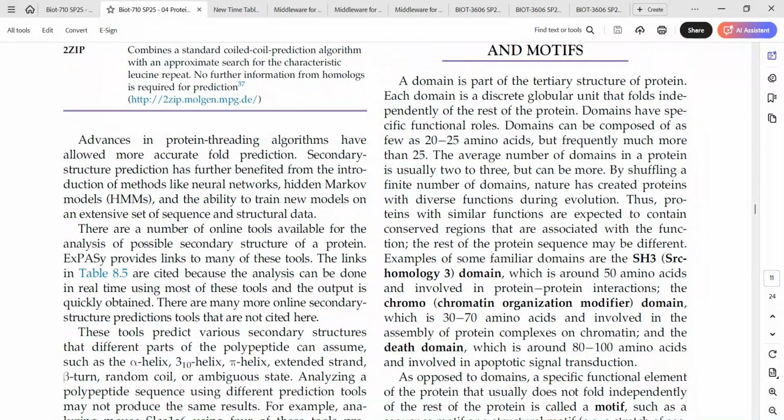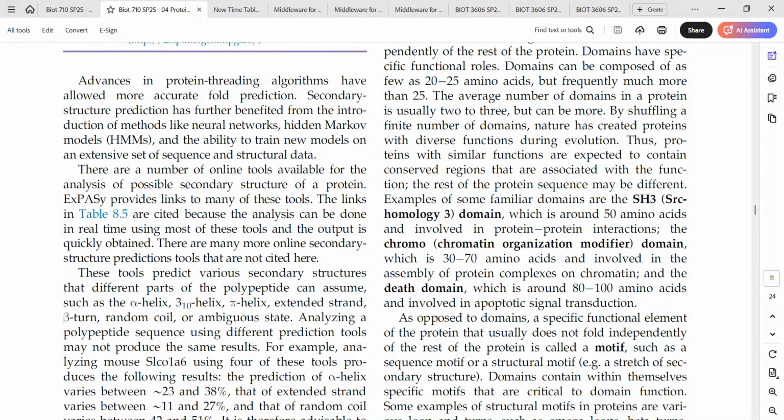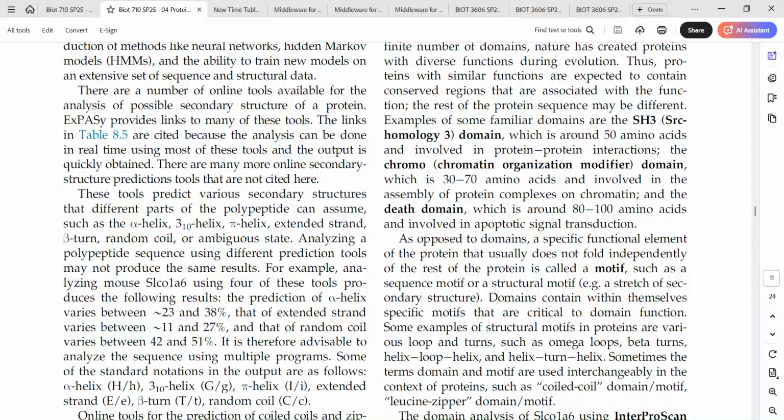Its size is 20 to 25 amino acids, and again there are tools which can identify these domains and motifs. Some examples of domains are SH3, the Src homology 3 domain, which is around 50 amino acids and is involved in protein-protein interactions. The chromatin organization modifier domain is 30 to 70 amino acids and is involved in the assembly of protein complexes on chromatin. We do not necessarily get information on the whole protein, but in a protein of, let's say, 400 to 500 amino acids, if we learn the function or domain of even a 30 to 40 amino acid sequence, then we can relate its function with the properties of that domain.